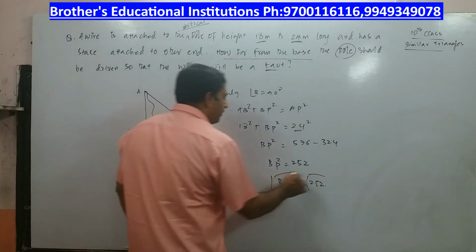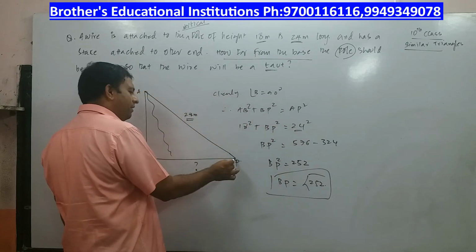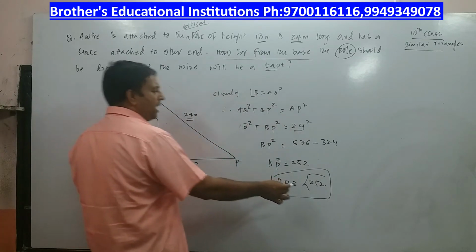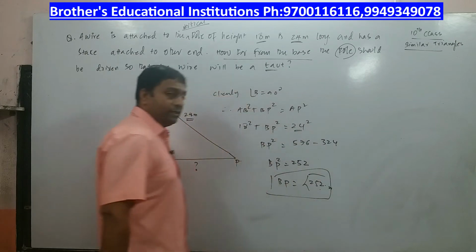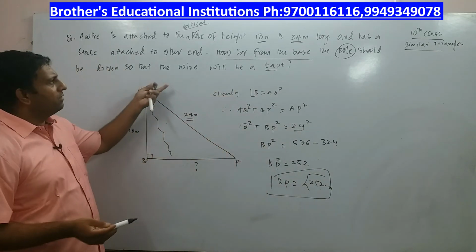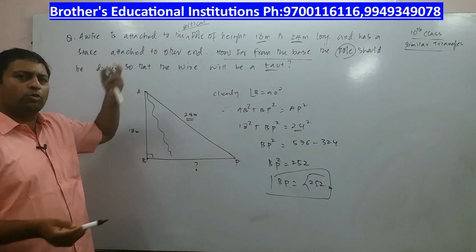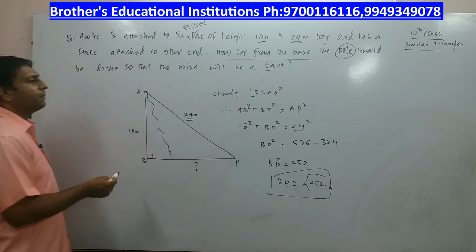Alright. So how far should the stake be driven from the pole? Answer is under root of 252 meters. So I want you to pause the video, copy the question, then we'll move on to the next question.